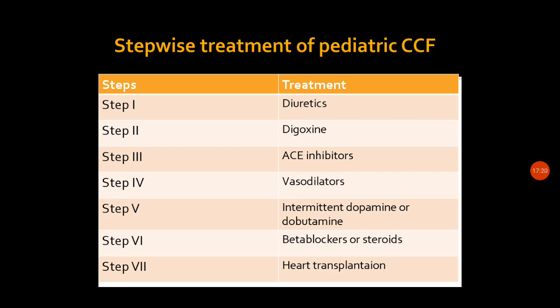So this is the stepwise treatment of pediatric congestive cardiac failure. In step 1, diuretics will be administered, and in step 2, digoxin is administered. In step 3, we will be administering ACE inhibitors. Step 4 is with vasodilators, and step 5 with intermittent dopamine and dobutamine. Step 6 is with beta blockers or steroids, and finally in step 7 we have to opt for heart transplantation. So this is the stepwise treatment of pediatric CCF.